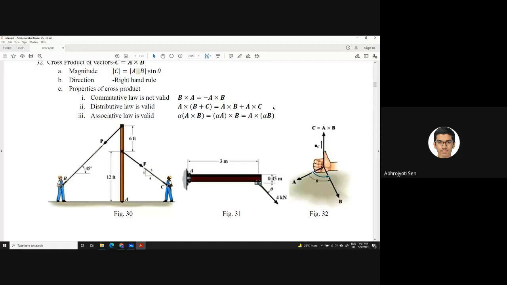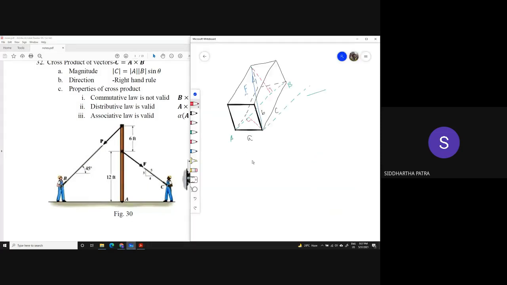So can you please repeat the forces again? Yes. So F is 200 pound and P is 150 lb. Okay, sir.